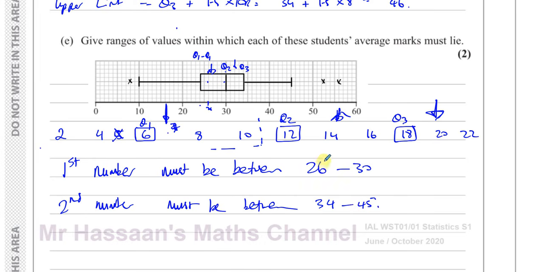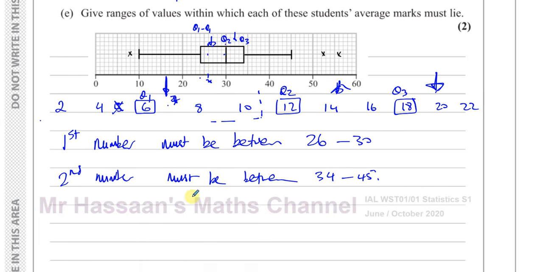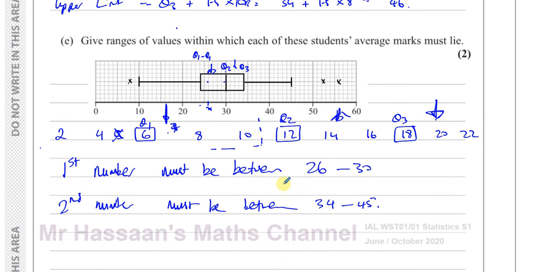So if you put one number between 26 and 30, it will increase the lower quartile. And if you put the other number between 34 and 45, it will keep these two the same, but still increase the lower quartile. And we want the lower quartile to increase to 26, so the number that must be put in must be at least 26, for it to increase to 26. So there we have the answer to this question, part E.